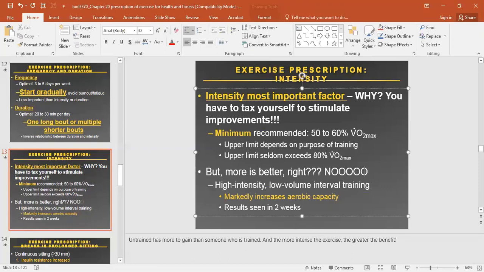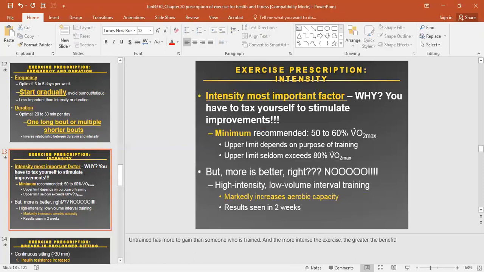No. The higher the intensity, the shorter the duration. You shouldn't be able to sustain high intensity exercise for long periods of time because it's highly intense. But the higher the intensity, the greater the aerobic gains. And you can see results in as little as 2 weeks. So intensity is super duper important. It is the most important factor in exercise prescription.